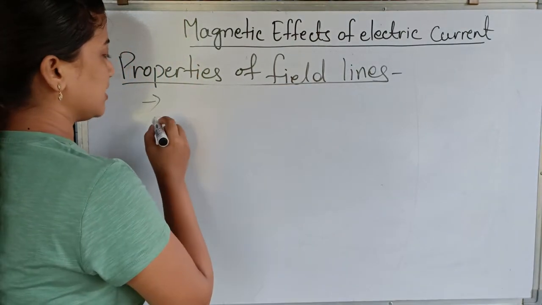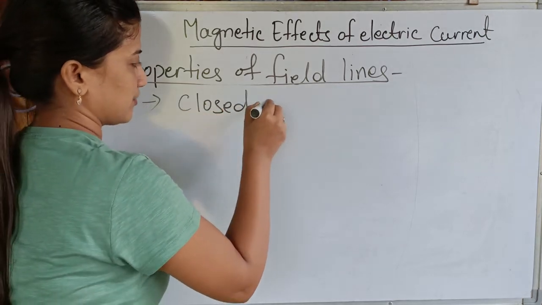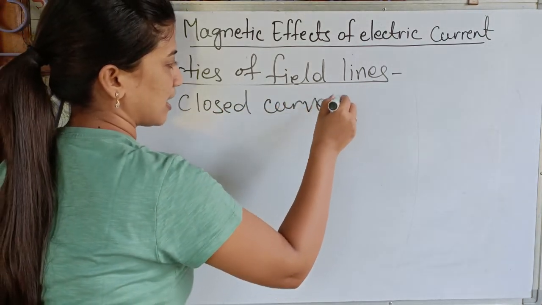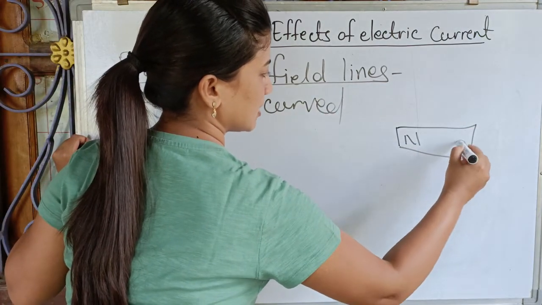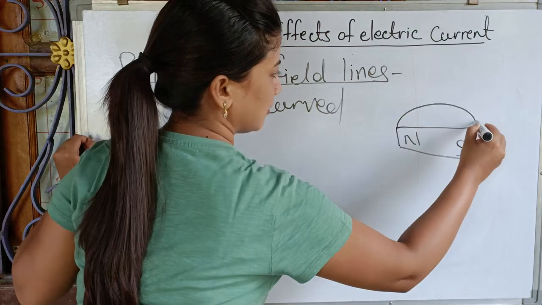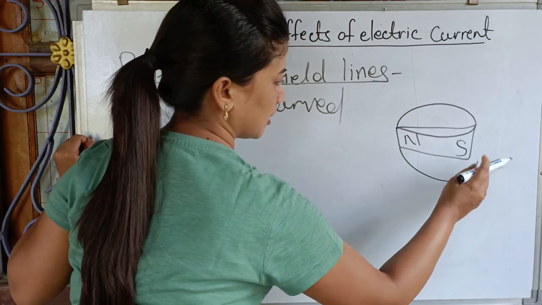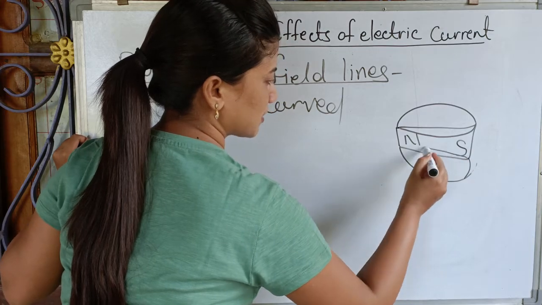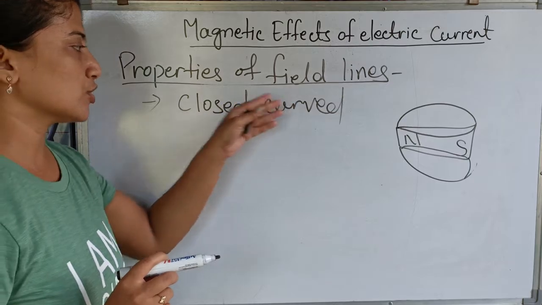The first point is that the magnetic field lines are closed curves. If this is a bar magnet, this is the North Pole and this is the South Pole, the magnetic field lines are like this. They are complete curves like this. They are not half curves. They are full curves like that. So that's the first point: magnetic field lines are closed curves.